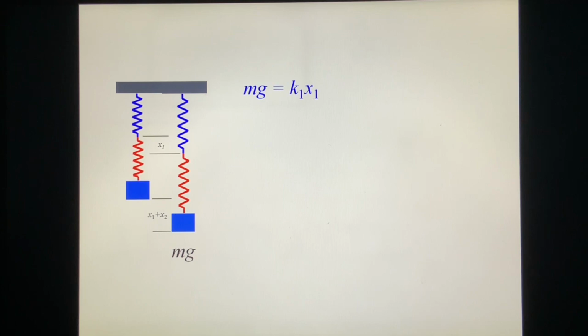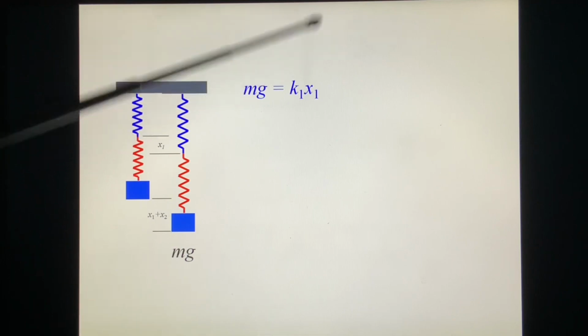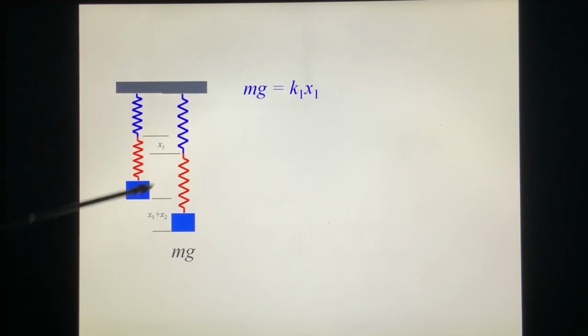We assume this is spring 1, this is spring 2. Spring 1 with force constant K1, spring 2 with force constant K2. If you hang a mass m at the bottom of this spring, then we see both springs are exerted by the force mg. They are the same. So for spring 1, you have mg equal to k1x1. For spring 2, you have mg equal to k2x2.